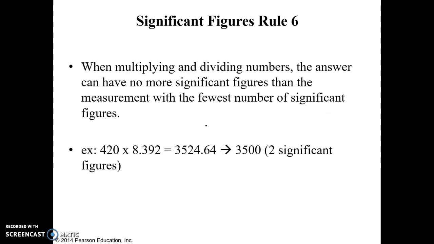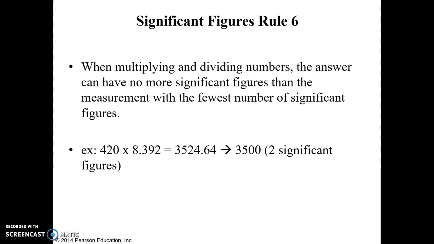Now, we get into the situation where we have two numbers and we're going to do something mathematically with them. We're going to multiply, divide, add, or subtract. And then it affects the number of significant figures that our answer should have. So when multiplying or dividing numbers, the answer should have the same number of significant figures as the original number we started with that had the least number of significant figures.